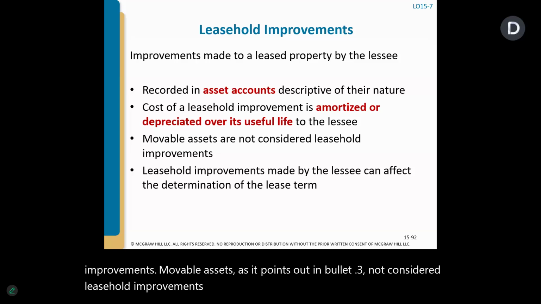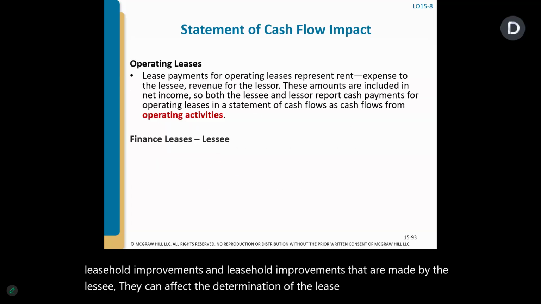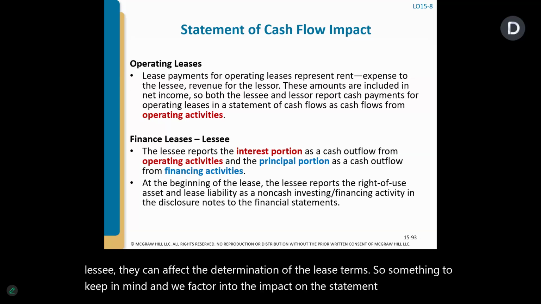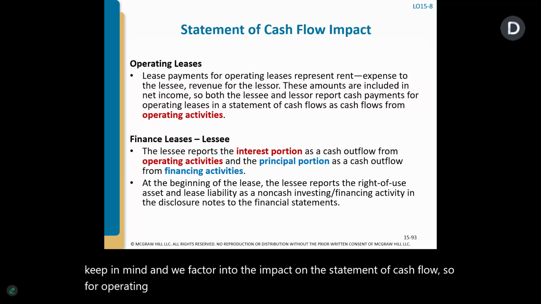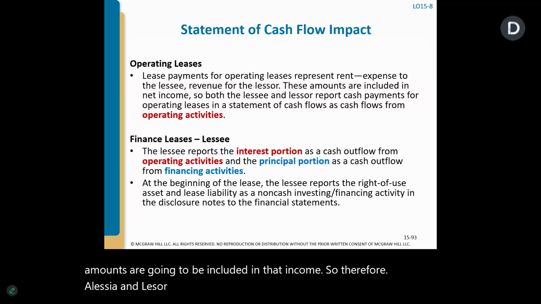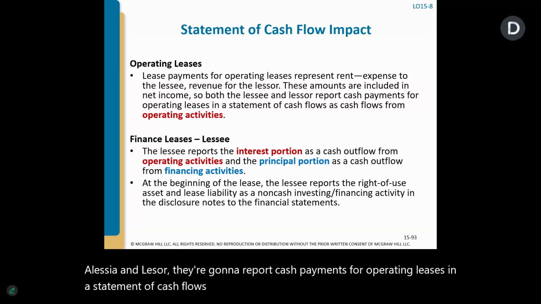And leasehold improvements that are made by the lessee can affect the determination of the lease term. So something to keep in mind. And we factor in the impact on the statement of cash flows. For operating leases, lease payments represent rent expense to the lessee, so these amounts are going to be included in net income. Therefore, both the lessee and lessor are going to report cash payments for operating leases in the statement of cash flows as flows from operating activities.